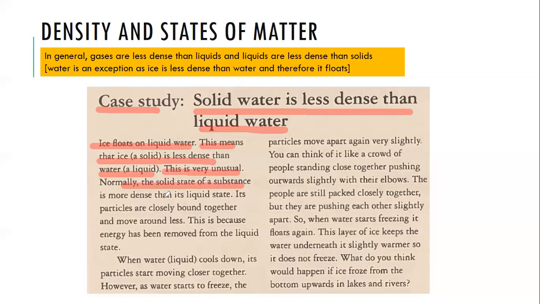Normally, the solid state of a substance is more dense than its liquid. Its particles are closely bound together. It occupies less space and moves around less. And this is because the energy has been removed from the liquid. Yes, cool down. When liquid water cools down, its particles start moving closer. However, as water starts to freeze, the particles move apart again very slightly.